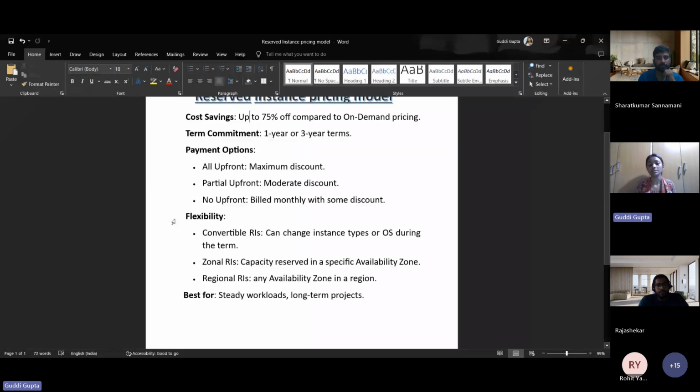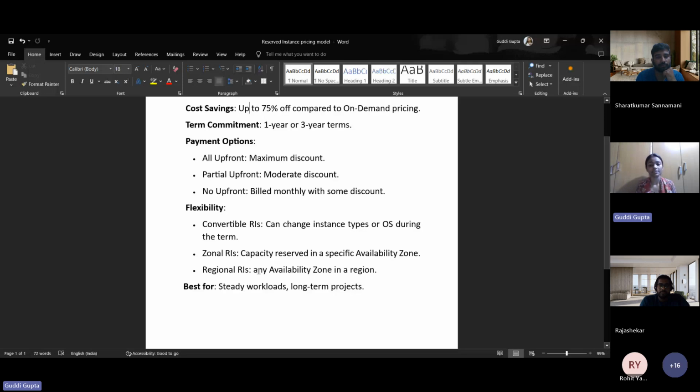The second type of flexibility is zonal, meaning we can reserve a particular capacity in a particular availability zone. For example, in the Mumbai region, I can reserve capacity in a particular availability zone, wherever the data centers of Mumbai are available. The third one is regional. Regional does not reserve a particular space in a particular availability zone. It allows us to run in different availability zones. Anywhere we want to run our application, we can run it, but only within the region we selected, such as the Mumbai region.